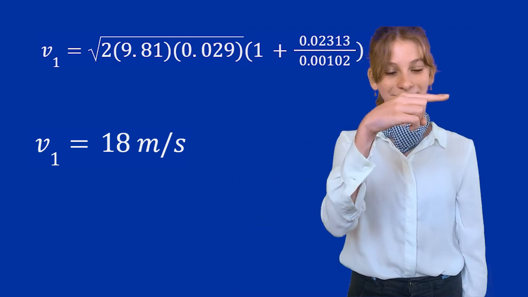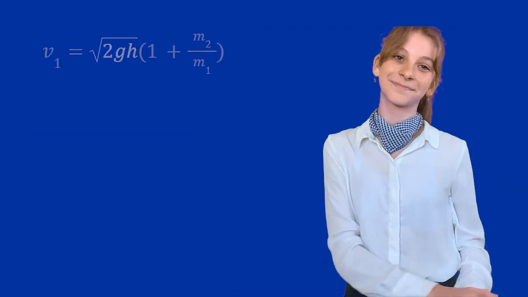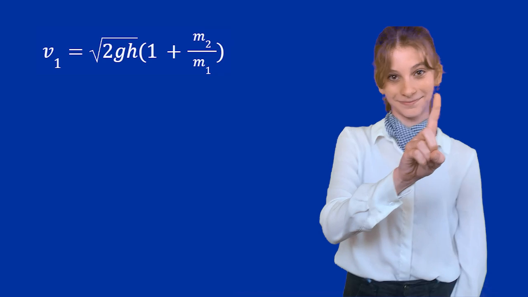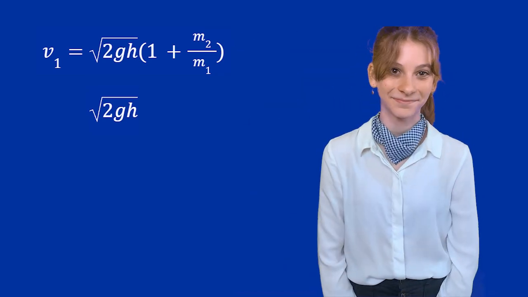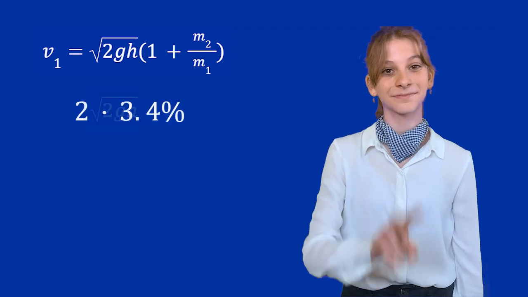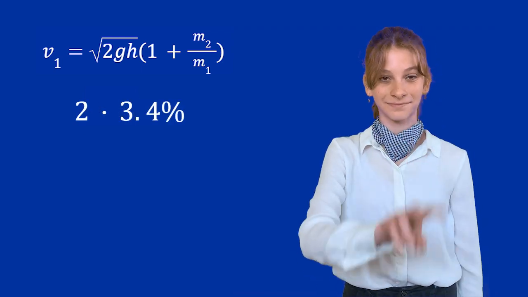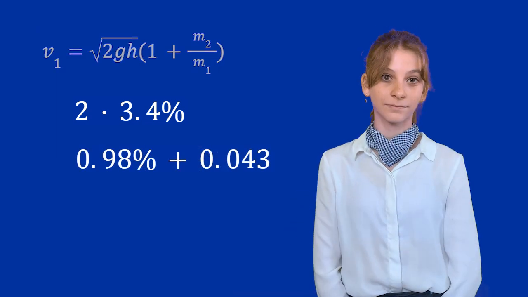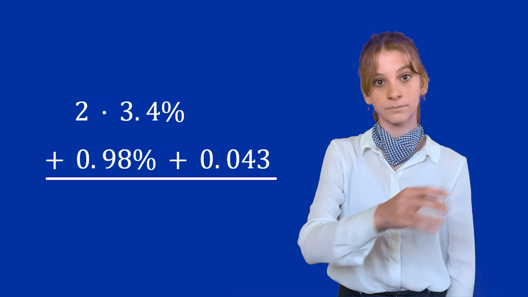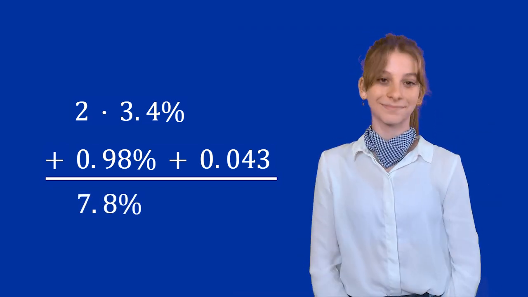To calculate uncertainty, we have two factors. The first factor has a square root, so the uncertainty of that term is 1/2 the relative uncertainty of the terms inside the square root. The uncertainty for the second factor is determined by adding the relative uncertainties of the two quantities. Then the relative uncertainties of the two factors are added together for a final relative uncertainty.